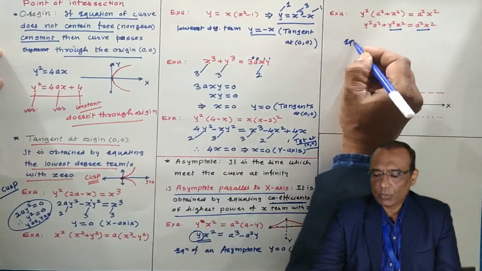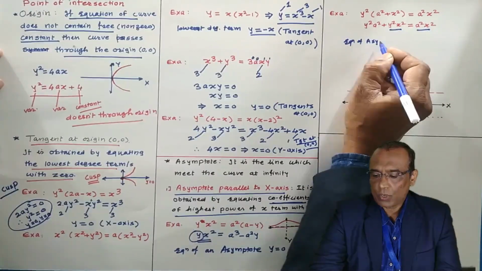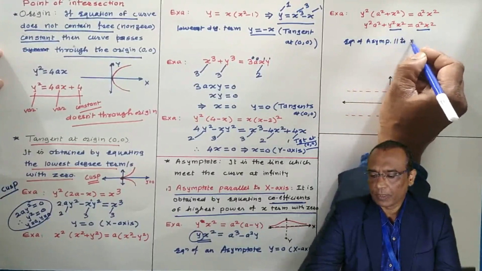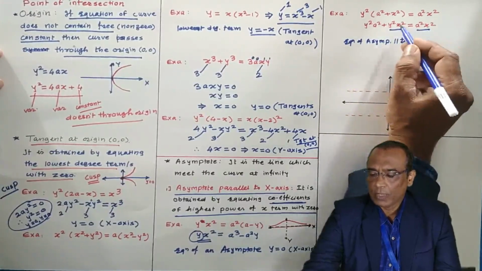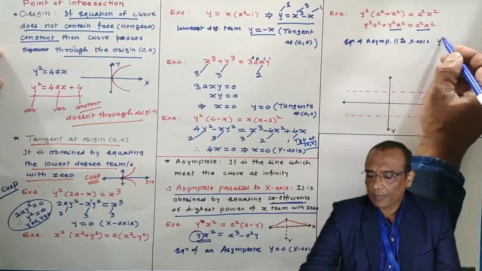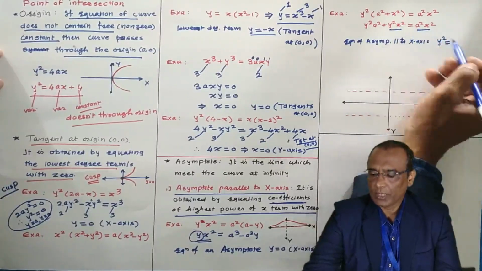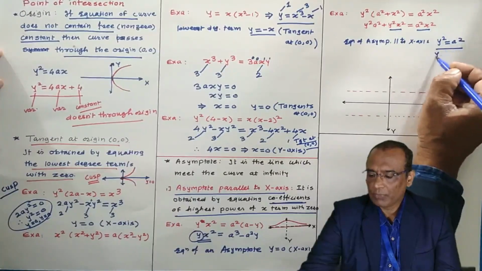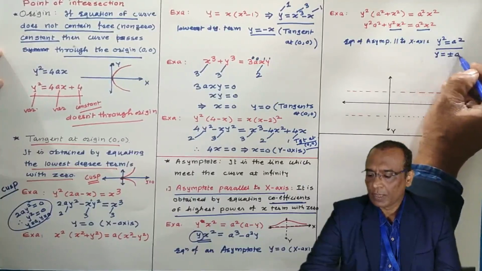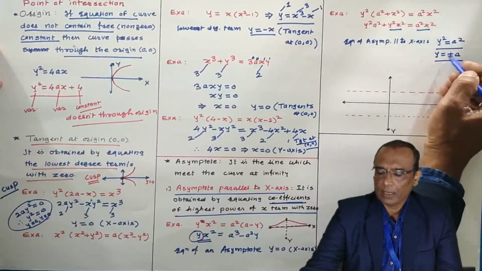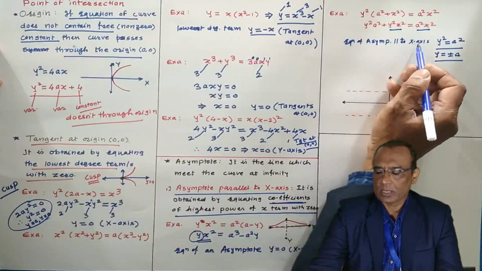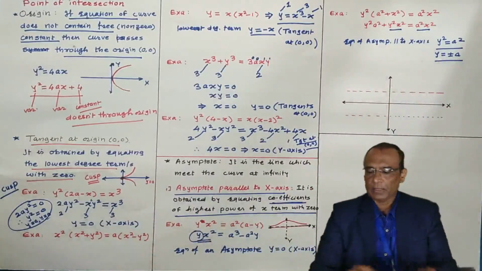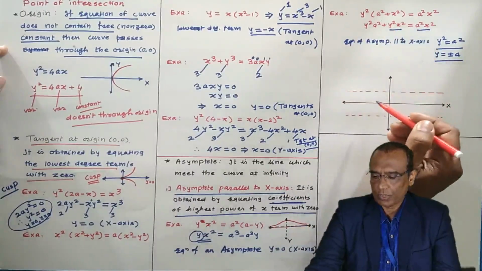Then how do you find the equation of the asymptote parallel to the x-axis? This is important. Equating coefficients, y square, due to the equal to sign, equals a square. If you take the square root of both sides, then y equal to plus a is the equation of an asymptote parallel to the x-axis, and y equal to minus a is another equation of an asymptote parallel to the x-axis.